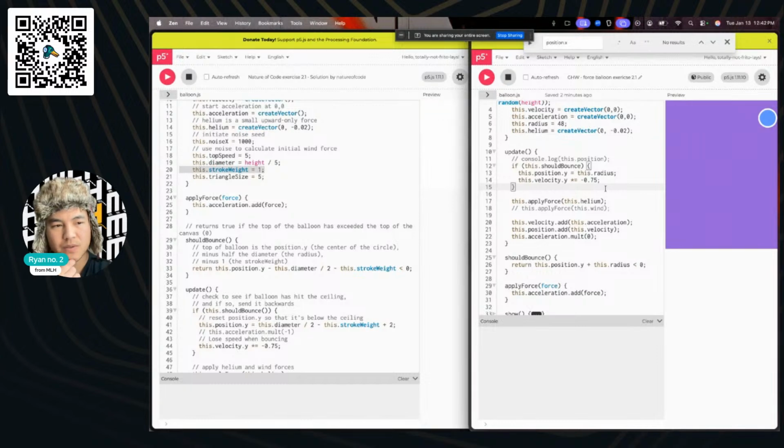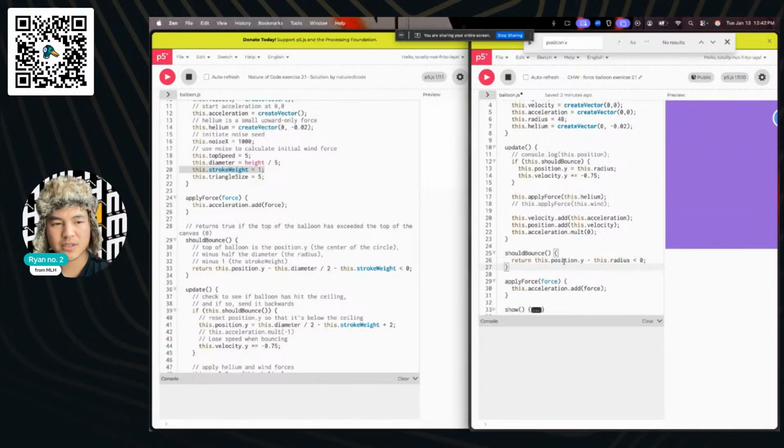Should bounce. Still position Y, and then radius. Plus, maybe this should have been negative. I don't suspect that would actually change it.